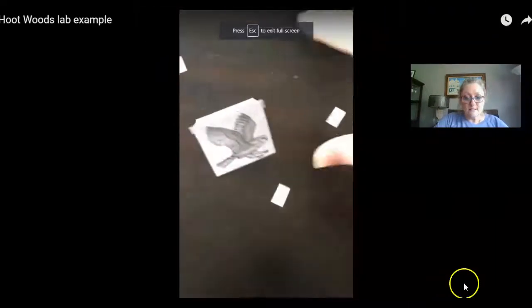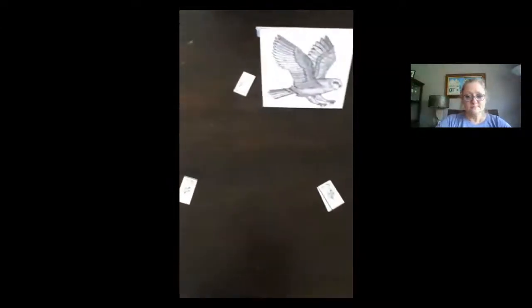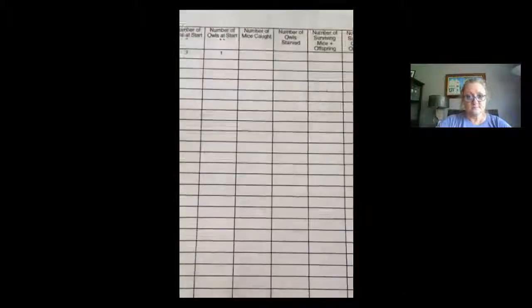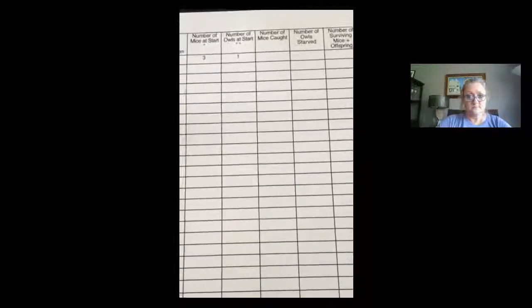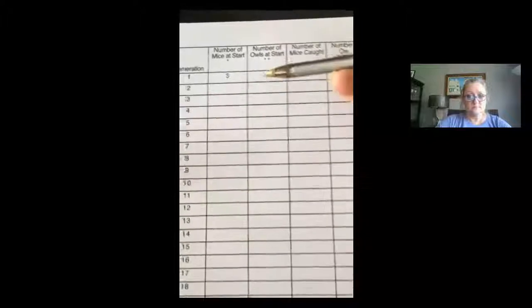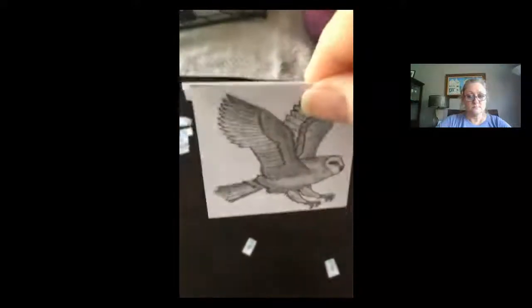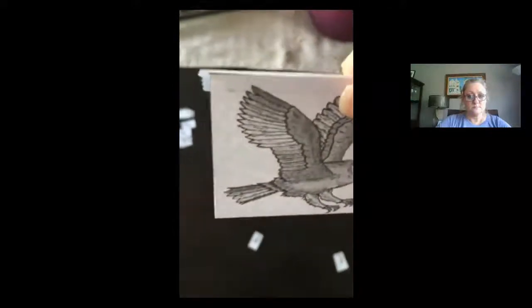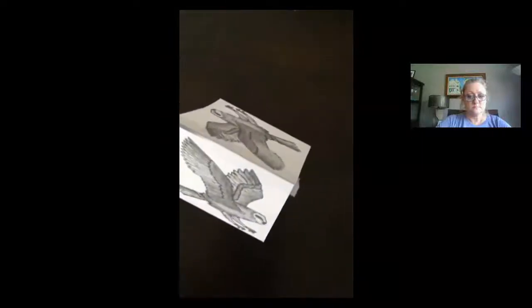All right, guys, we're going to have an example of how to do your Hoot Woods. I've got all 300 of my mice over here in my little pile. We're going to start on our data collection sheet right up here where it says you're starting with 3 mice and 1 owl. So I've got my 3 mice right here, spread them out, and I've got my 1 owl. You need to have your owl kind of high up, and then we're going to drop it. Okay. Oop, look, he landed on 1 mouse right there, right?